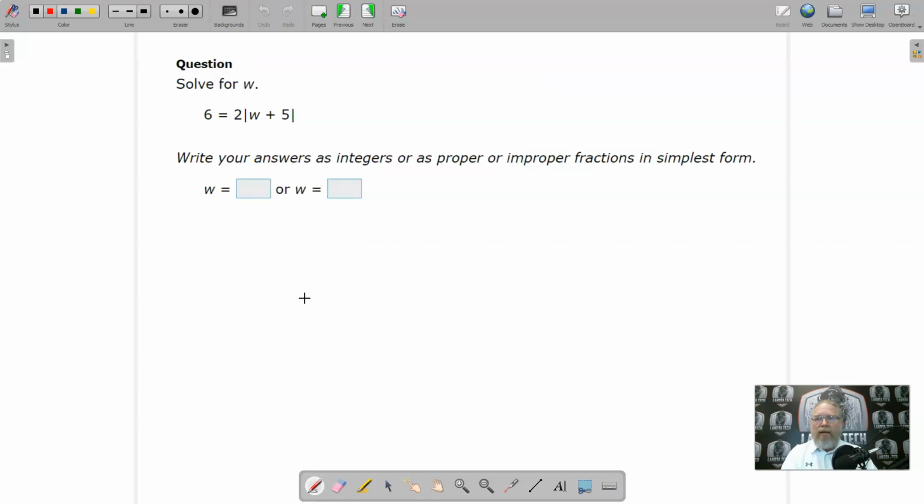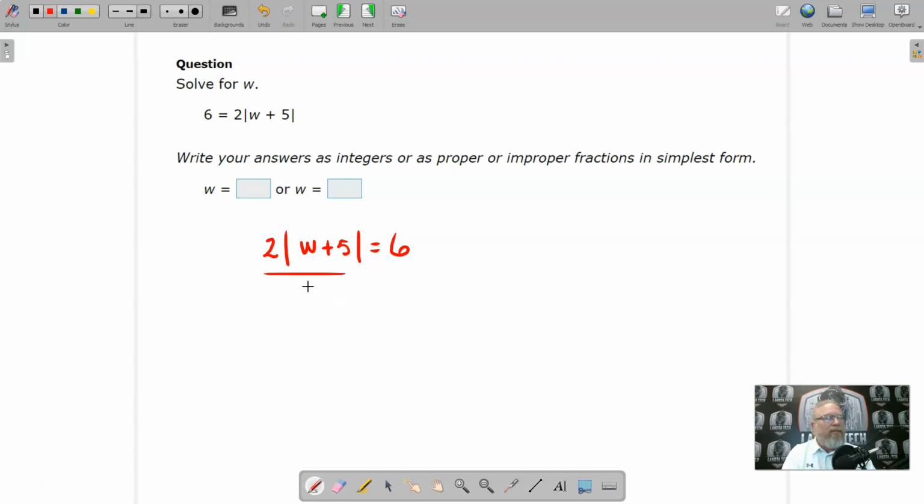Now they want us to actually find the solutions to them, right? So let's go ahead and write these out. Again, I like my absolute values on the left. So I'm going to go ahead and rewrite that: 2 times the absolute value of w plus 5, and this should equal 6. So the 2 is locked onto the absolute value of w plus 5 through multiplication. The opposite operation is division.